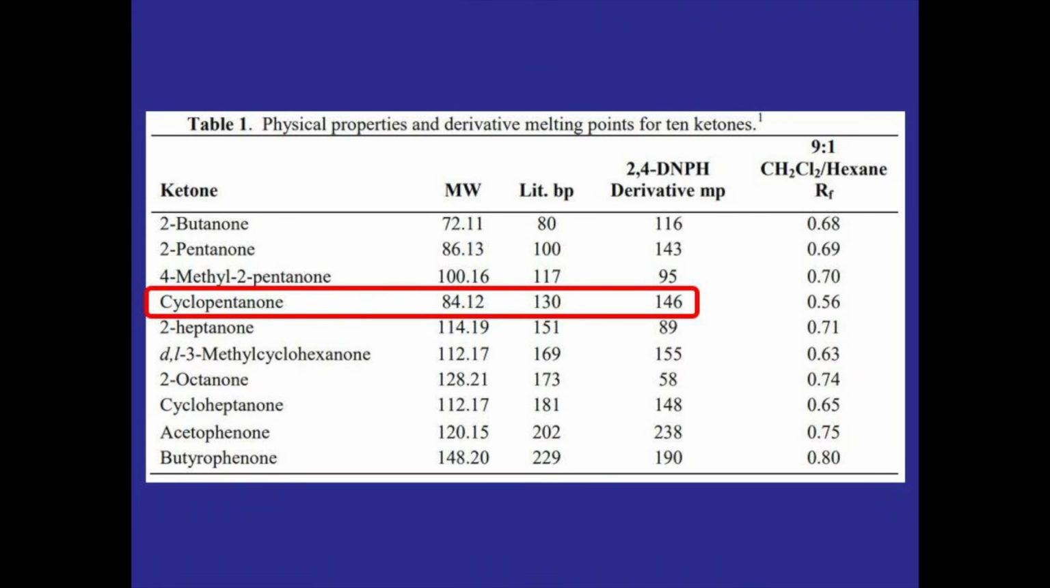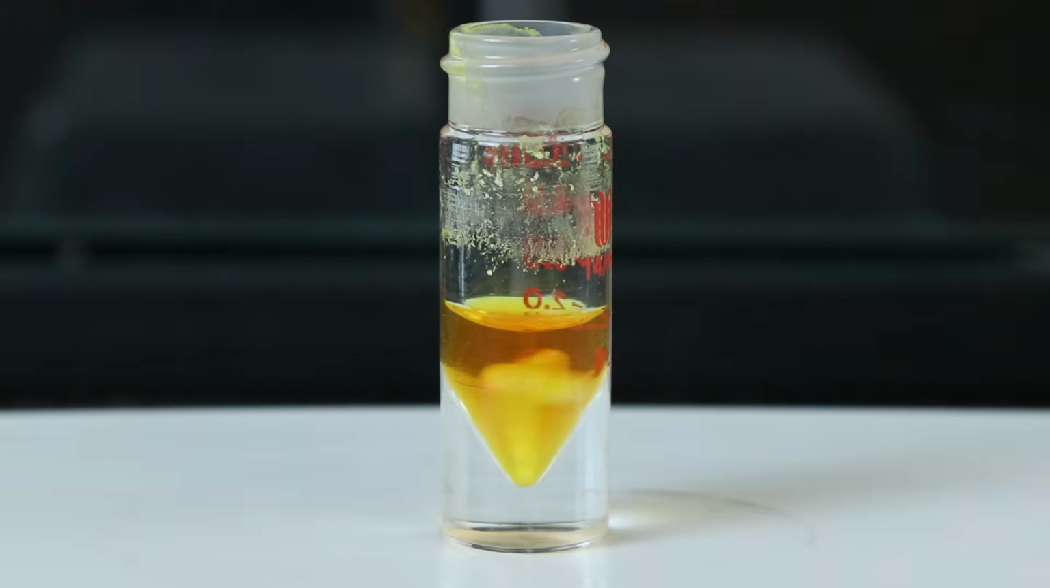Now, both the boiling point and the derivative melting point seem to be pointing to cyclopentanone as the ketone, so I'm going to make another derivative using cyclopentanone as the standard and see if that matches up on the TLC plate with my unknown derivative. I'll stir the remaining half of that solution just in case any of the dinitrophenylhydrazine came out of solution.